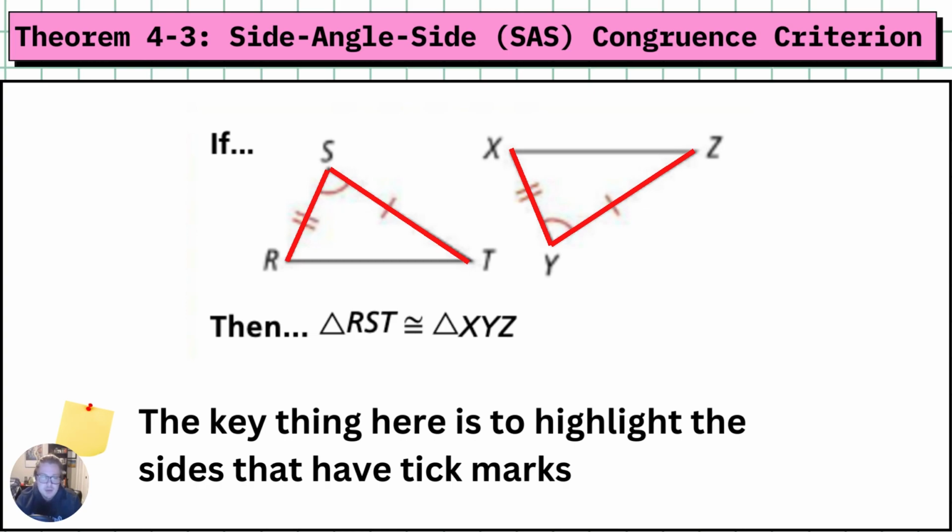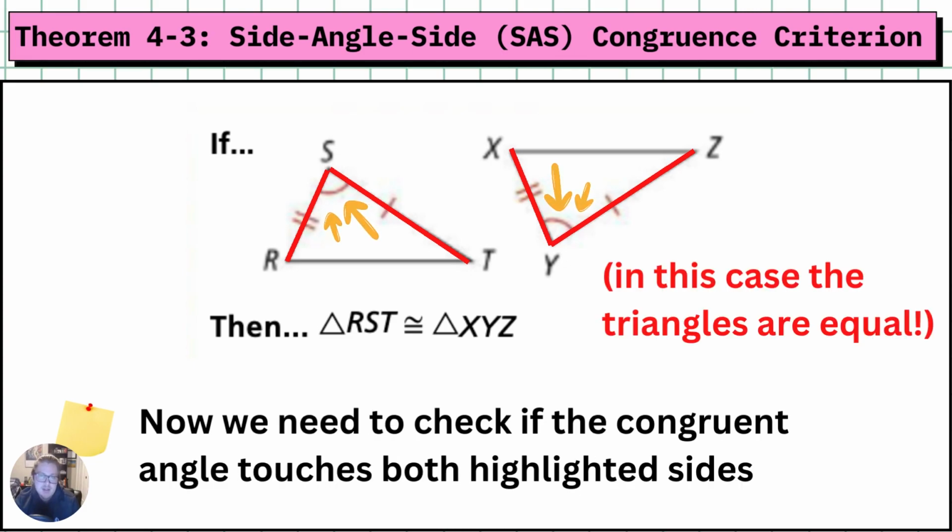So if I have two triangles, I have two congruent sides, and you can see a congruent angle. The angle is angle S and angle Y. You can see there's an arc mark there. So what I'm going to do here, the thing I have to check for side angle side, is: does that arc mark at angle S and angle Y touch both the highlighted sides? In this case, yes, it does. You can see that arc mark literally touches both of the highlighted sides there.